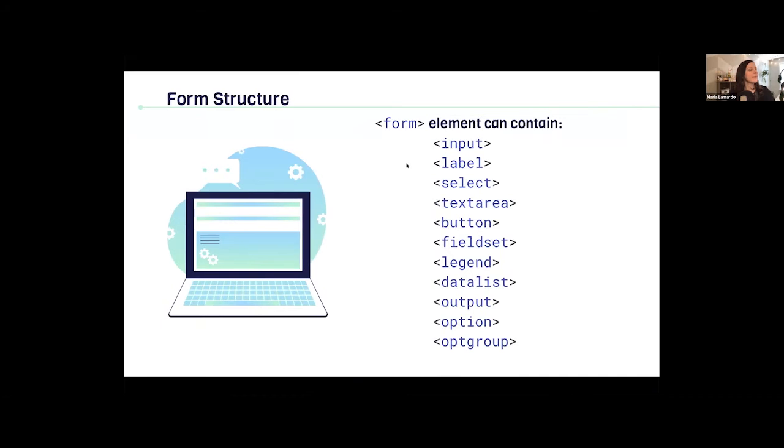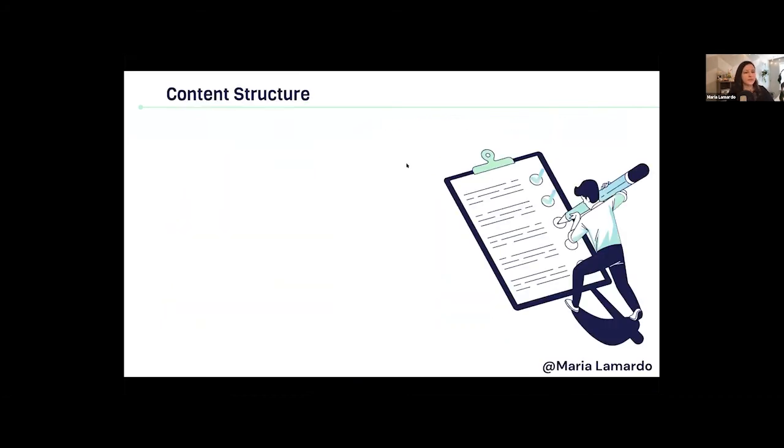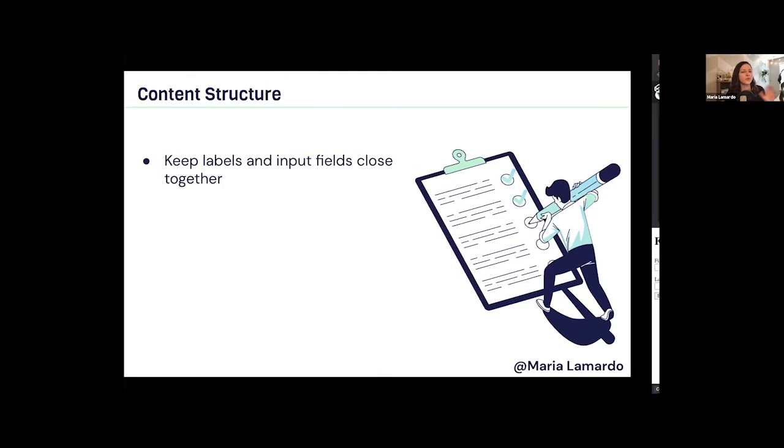Okay, so going back to our slides. So not only do we have to make sure that we're using the correct semantic elements, but we also want to make sure that our content structure is also accessible. So this includes keeping labels and input fields that correspond close together to create that connection.